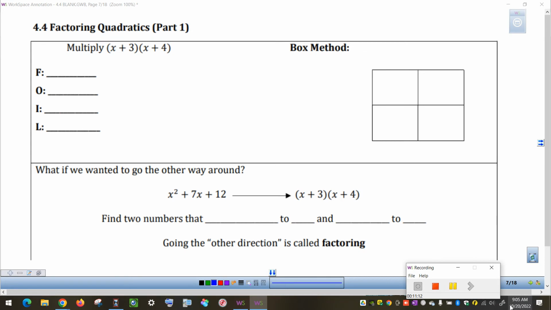All right, folks, so we are not talking about parabolas today. We are not talking about the vertex point. We're not graphing. Today we're actually switching gears. So we are going to be taking a look at factoring.